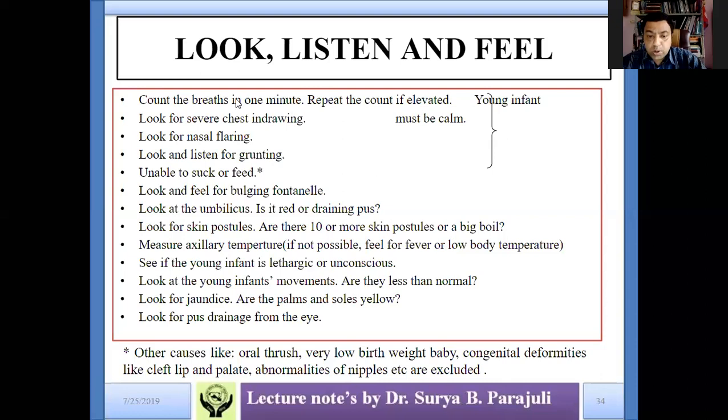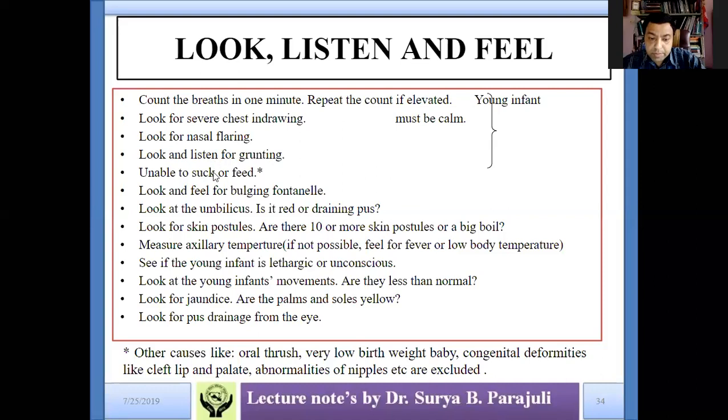Then you need to look for severe chest indrawing. Is there any chest indrawing? See, this terminology, chest indrawing, flaring, grunting, please read yourself. I don't want to go into detail, it's beyond the scope of this class. Look for severe chest indrawing. In Nepal, it's called kokhan. This is chest indrawing, by the way, the kokhar with diaphragm. Nasal flaring, nako pora pulne. Grunting, yeah. Look and listen for grunting.